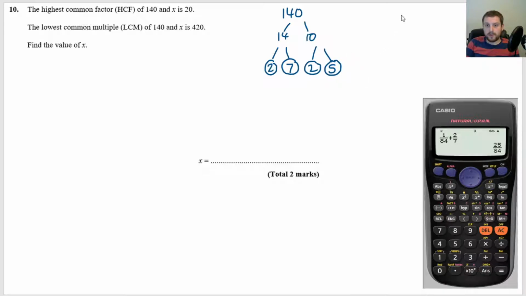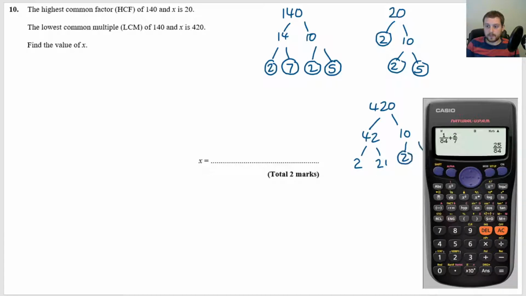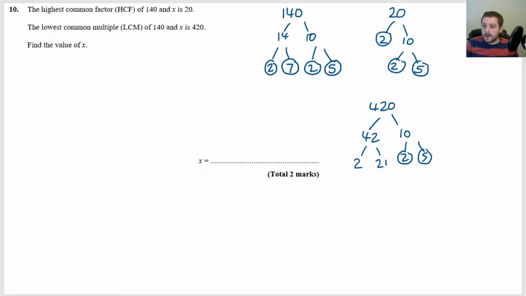So we've got a factor tree for 140. We're going to have a factor tree for 20. And we'll have a factor tree for 420. Just get rid of the calculator there, sorry. Okay, so let's draw the Venn diagram that we would get.